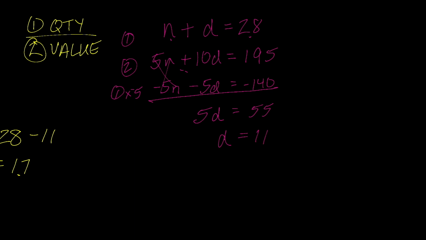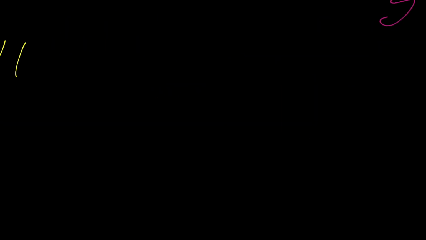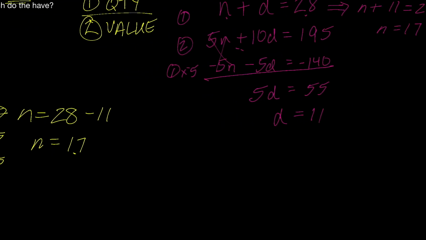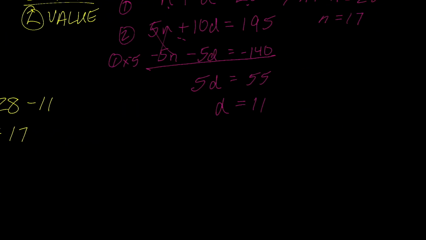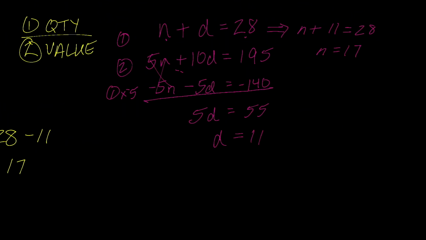And then same thing, I could bring this 11 back up here to the first equation and say, all right, I've got n plus 11 equals 28. Solving for n, 28 minus 11 is 17. So I still get the same answer. Okay, same thing, same problem even. I did 28 minus 11 equals 17. So I could use either one of these.